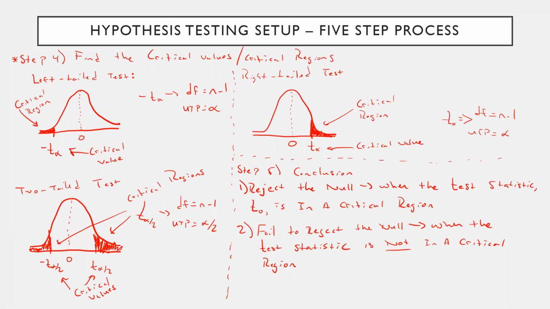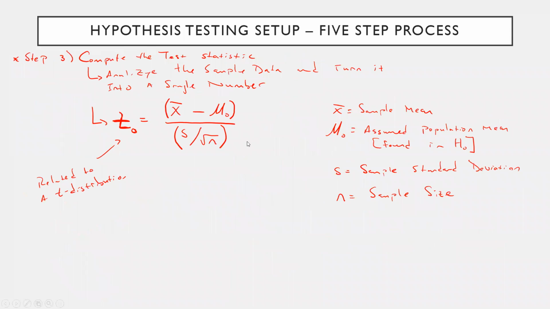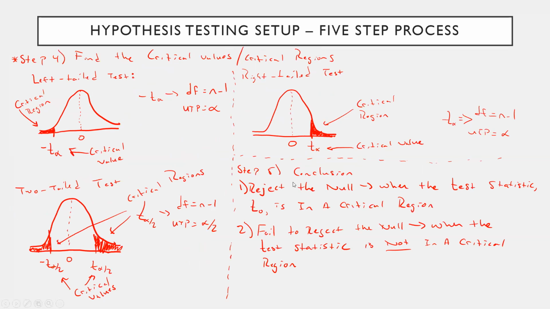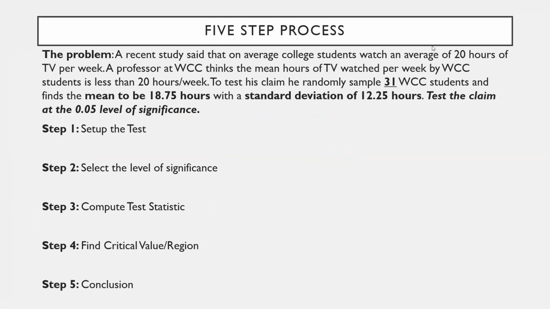Okay, so if you remember, I started class, what were we talking about with WCC students? Hours of TV. So let's do that example, and we're gonna walk through all these 5 steps. The first example will take a little bit of time, maybe 15, 20 minutes, because I'm gonna take it real slow and explain every step. Then with the second example, once you have this process down, it'll be like boom, boom, boom, boom, we got it.